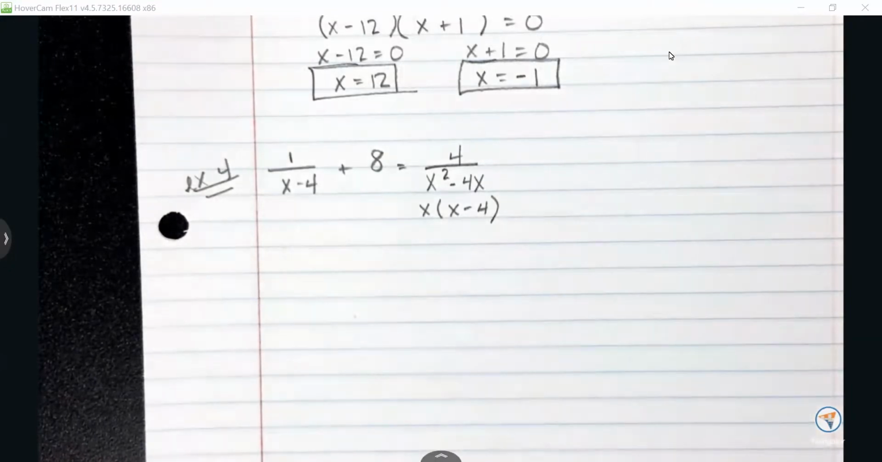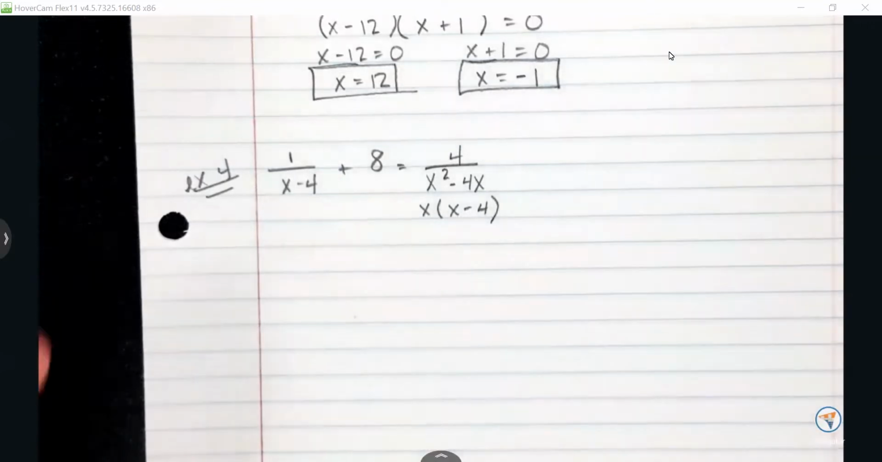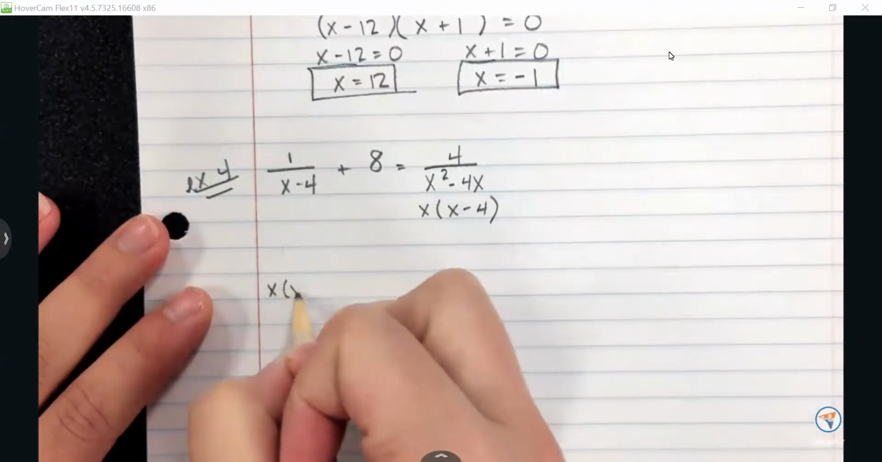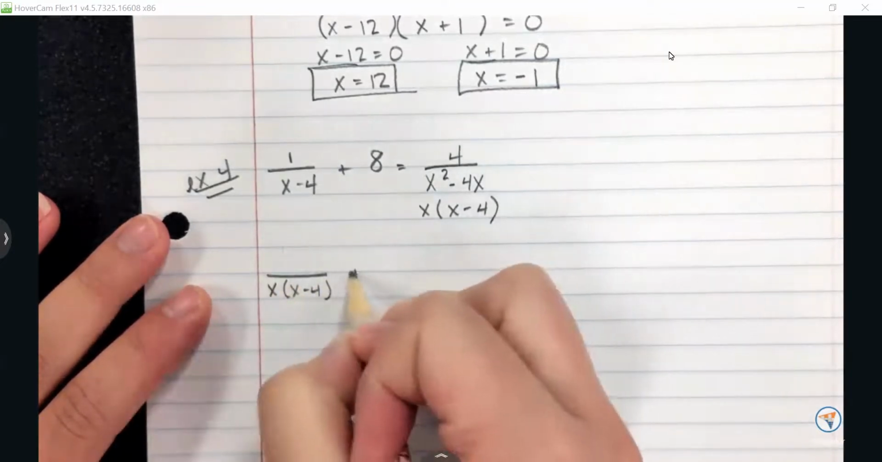So my new denominator on the right side, I can factor out an x. So what does that mean my new common denominator will have to be? x and x minus 4, okay? So I like to write my common denominators so I know what I'm working with.